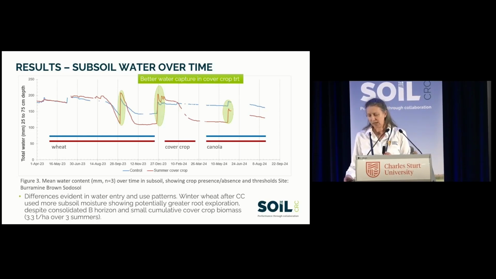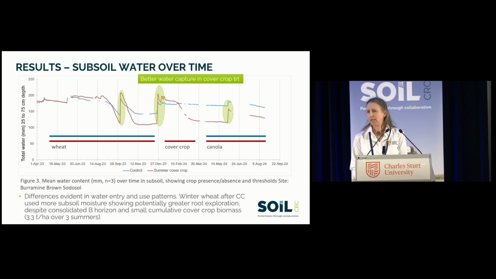When we had a look at that, it all started off very wet. This site had 3 summers of cover crop prior to us being there, but immediately prior there was no cover crop. It skipped a year because it wasn't able to be established. We started off wet with both treatments, and then we got a dry down cycle. You can see the first green ellipse there, there was a wetting event. So the cover crop treatment used more water. It took more water out of the profile than the fallow control.